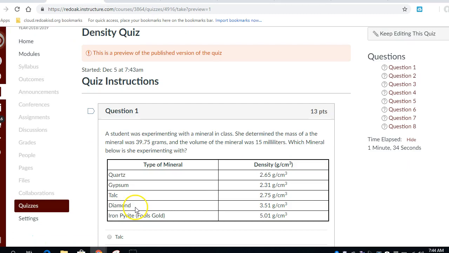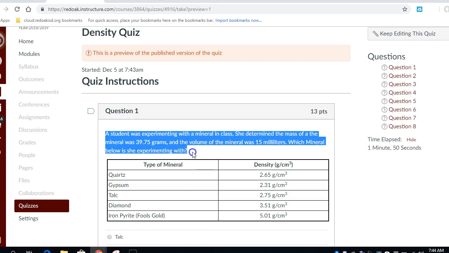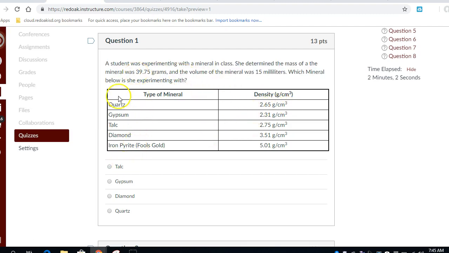Okay. Question number one. A student was experimenting with a mineral in class. She determined that the mass of the mineral was 39.7 grams and the volume of the mineral was 15 milliliters. Which mineral below is she experimenting with? So I've given you the density of these minerals: quartz, gypsum, talc, diamond, iron, pyrite. These are their densities. You determine the density of this mystery material and tell me which one of these it is. Is it talc, gypsum, diamond, or quartz?